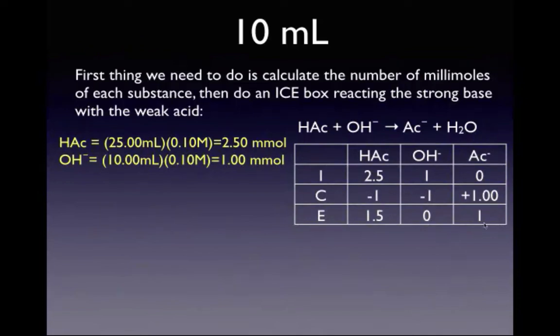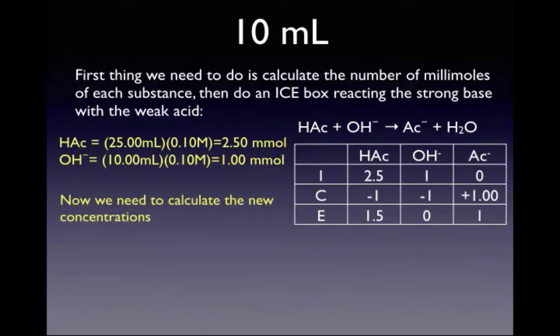So here's my ICE box for my 100% reaction. I've got 2.5 millimoles of acetic acid, 1 millimole of hydroxide, and no acetate ion. We're going to use the smallest amount here, so the OH is smaller than the 2.5 of the acetic acid, so we're going to lose all of the hydroxide here, so -1, -1, and we're going to make 1 millimole of the acetate ion. So I've got 2.5 minus 1, so I'm going to have 1.5 millimoles of acetic acid left over, and I'm going to make 1 millimole of the acetate ion.